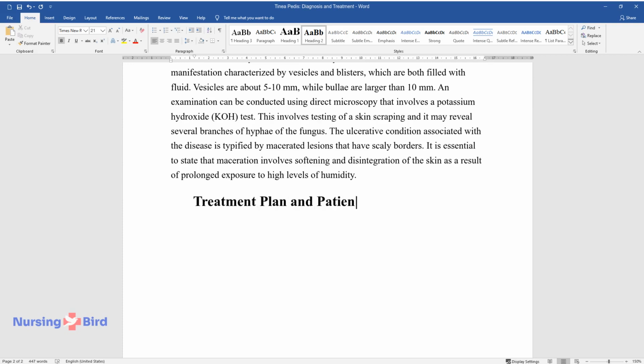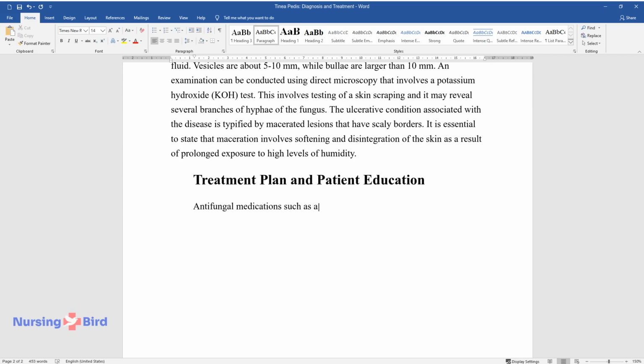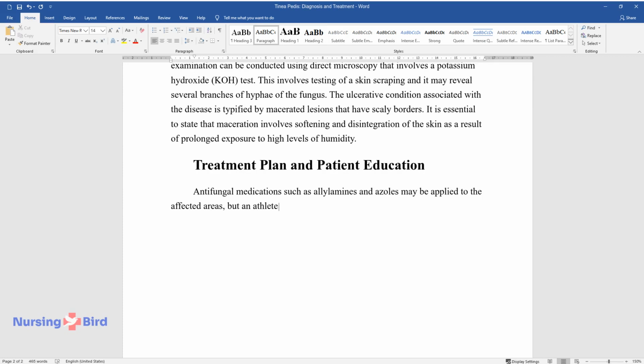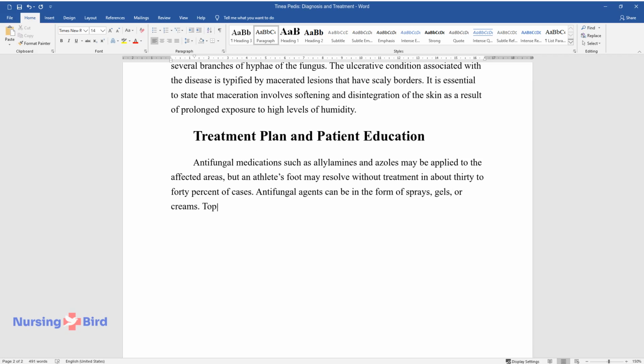Treatment plan and patient education. Antifungal medications such as allylamines and azoles may be applied to the affected areas, but an athlete's foot may resolve without treatment in about 30 to 40% of cases. Antifungal agents can be in the form of sprays, gels, or creams.